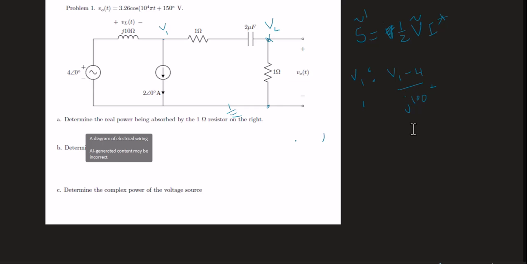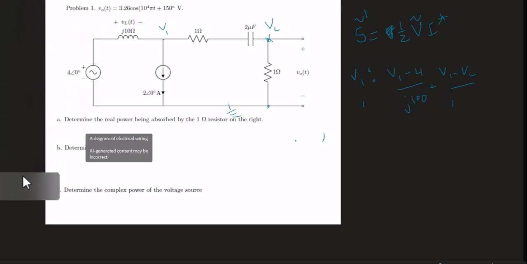plus V1 minus VL over 1. I don't know why I have 2 microfarads in there, and the inductor has already been changed, but the 2 microfarads have not. So we need to change those 2 microfarads to a phasor.